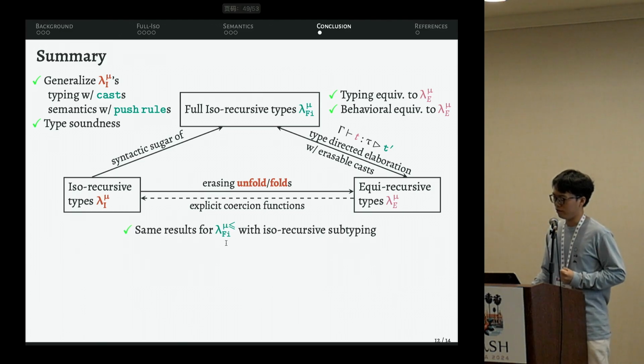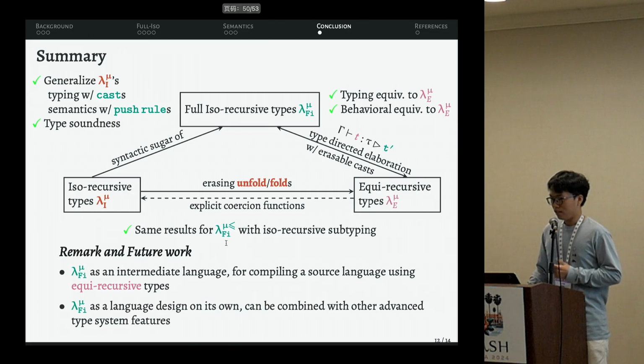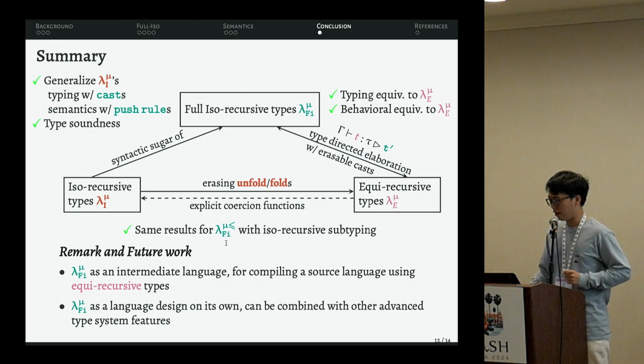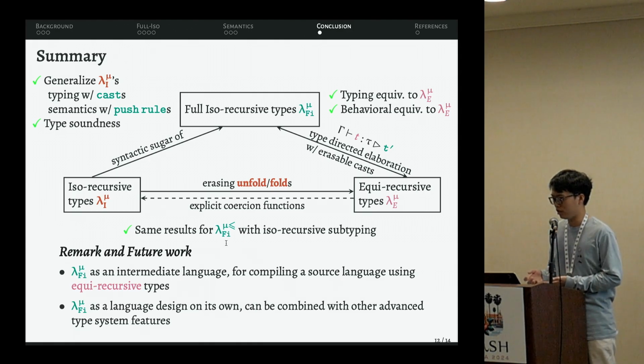And in the paper, you can find another system that employs recursive subtyping, which is simple to extend. And as a remark for future work, we believe full ISO recursive types can be useful as an intermediate language if you want to compile a source language using equi-recursive types, because this explicit cast gives you information about type unrolling and rolling, so it will be beneficial for internal analysis or optimization. And since our casts are runtime erasable, you can erase them in your target language of the compiler to get efficient performance.